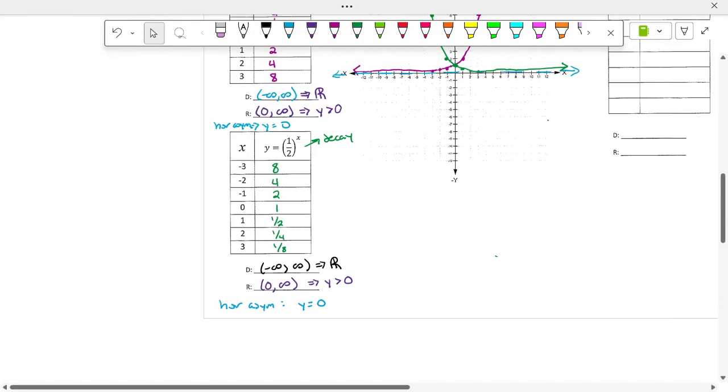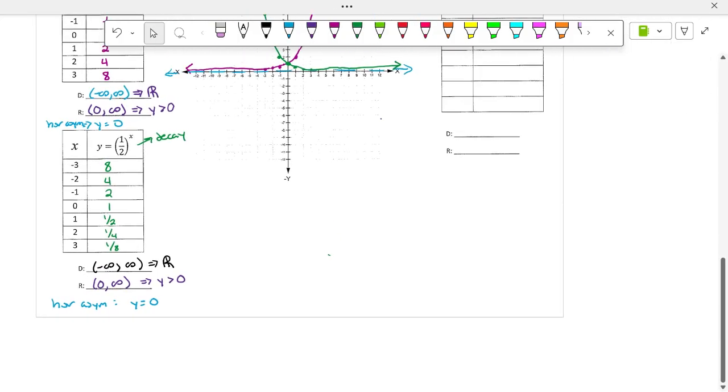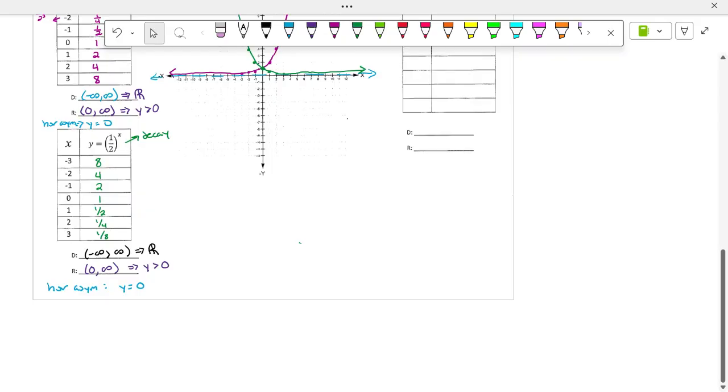Now, what do you notice about the two domains and ranges between the two graphs? What do you notice about them? So, are there any differences between the two domains of both graphs?